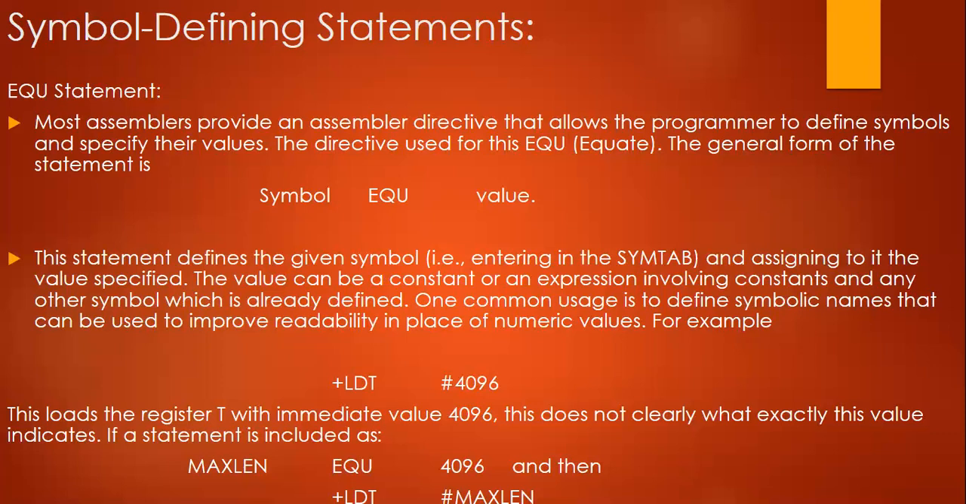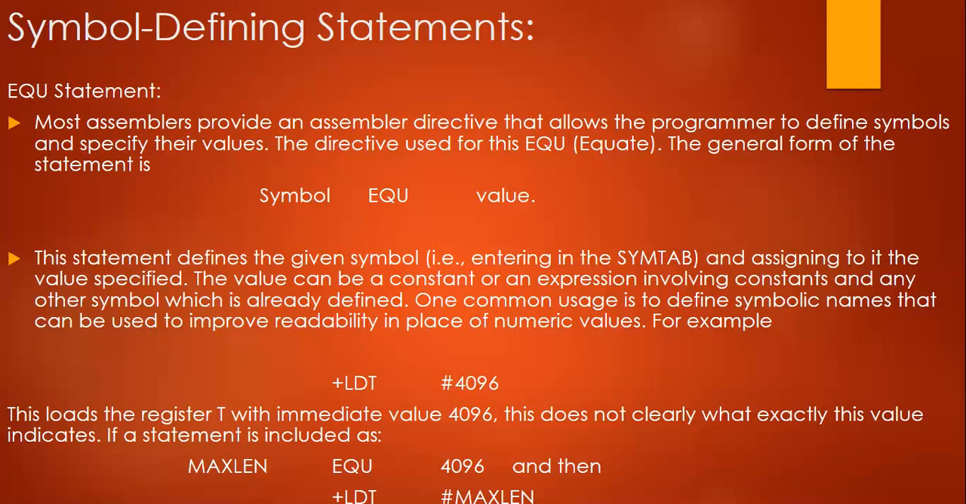But in today's session, we'll be discussing two different varieties of how we can define such symbols with their appropriate value instantly. Those two directives are: one is the EQU statement, and the second is ORG, which we call origin. So these are the symbol defining statements. We'll see how the equal statement, or EQU statement, works. We'll call it equate.